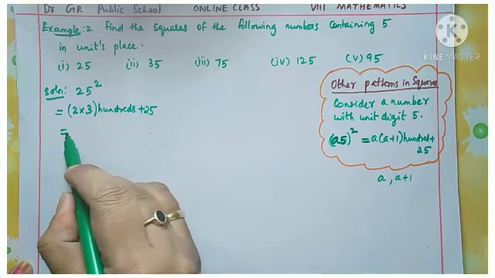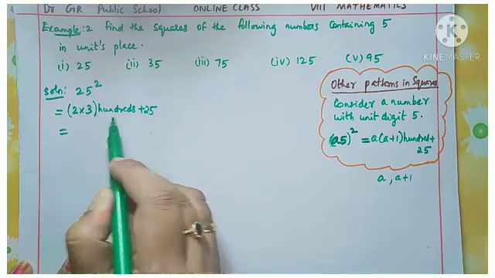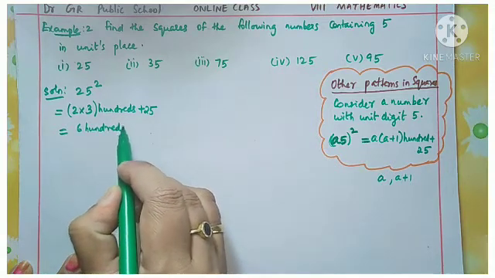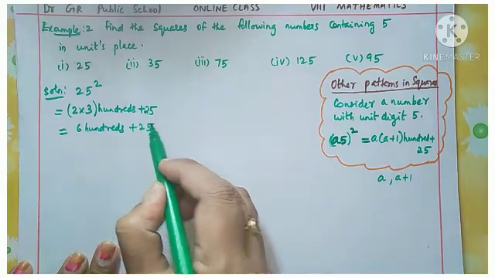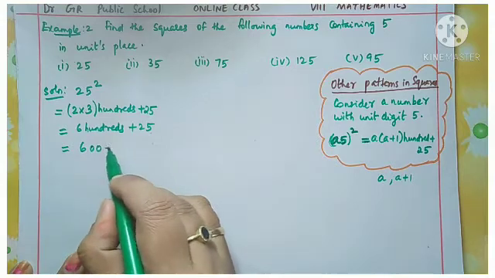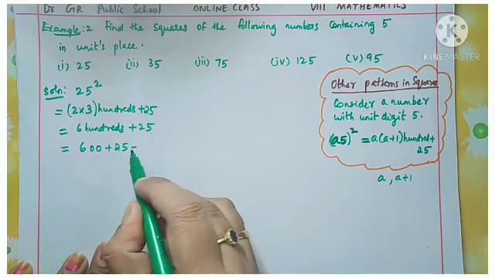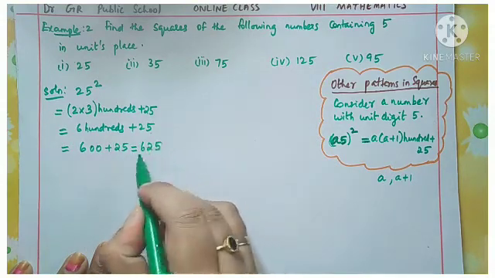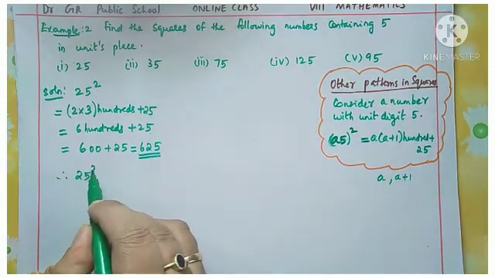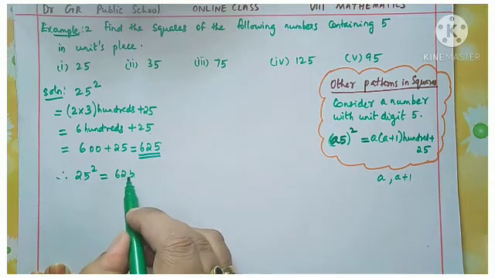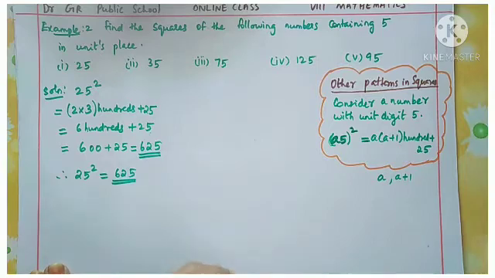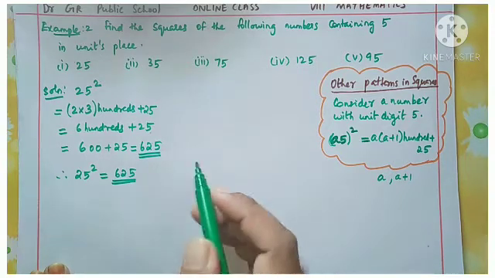Now you can simplify this. What is 2 into 3 hundreds? That is 6 hundreds plus 25. And what do you know about 6 hundreds? 6 and 2 zeros, plus 25. So the answer is 625. Therefore, the square of 25 is 625. Understood? By this we can find the square of any number with unit digit 5.